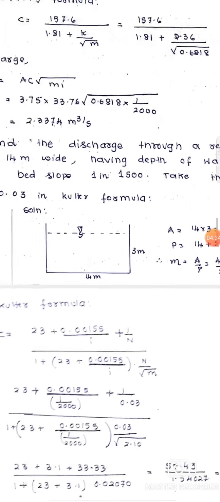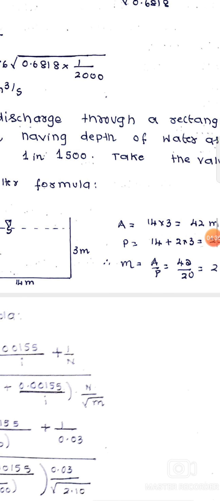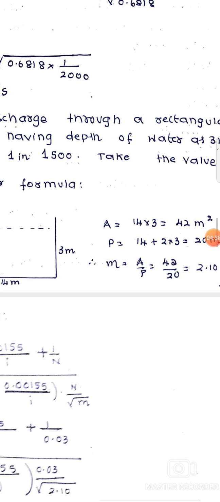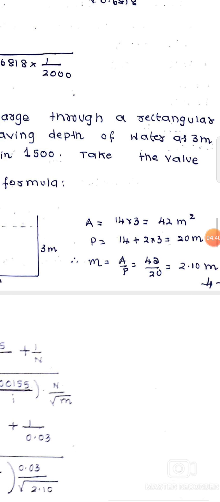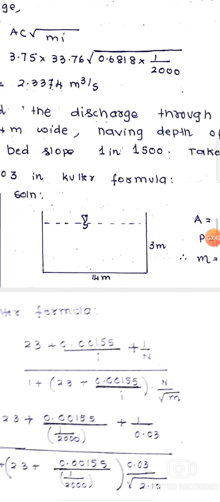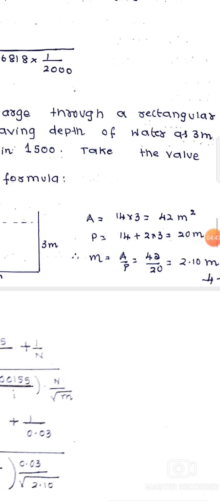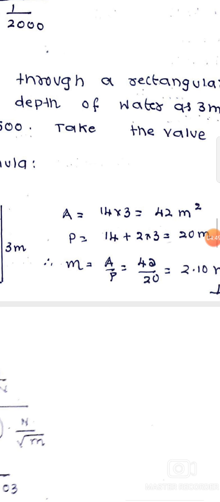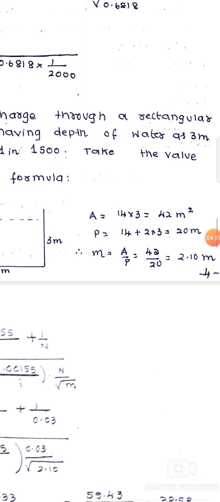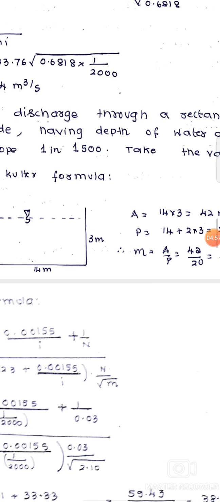Before that we'll find the area, that is B into D. Width is 14 meter and the depth is 3 meter. So 14 into 3 is 42 meters square, and the perimeter is 3 plus 3 plus 14, or you can write 14 plus 3 into 2, that gives 20 meters. Then hydraulic mean depth, M is equal to A by P. Area is 42 meters square and the perimeter is 20. Then you'll get M as 2.10 meters.